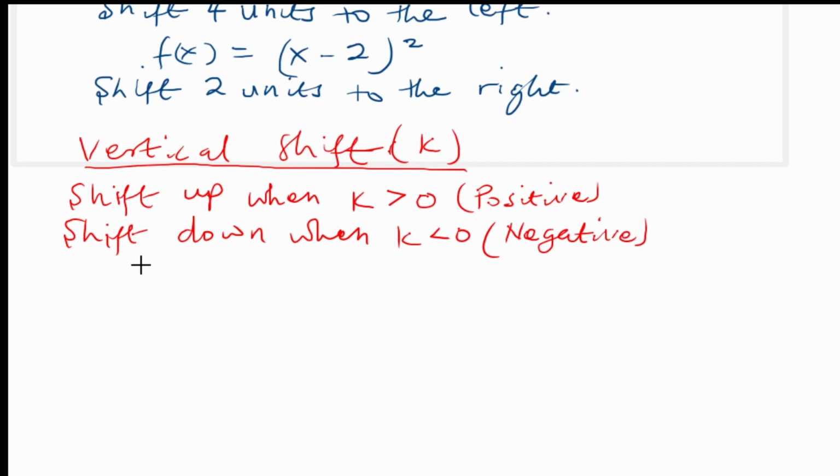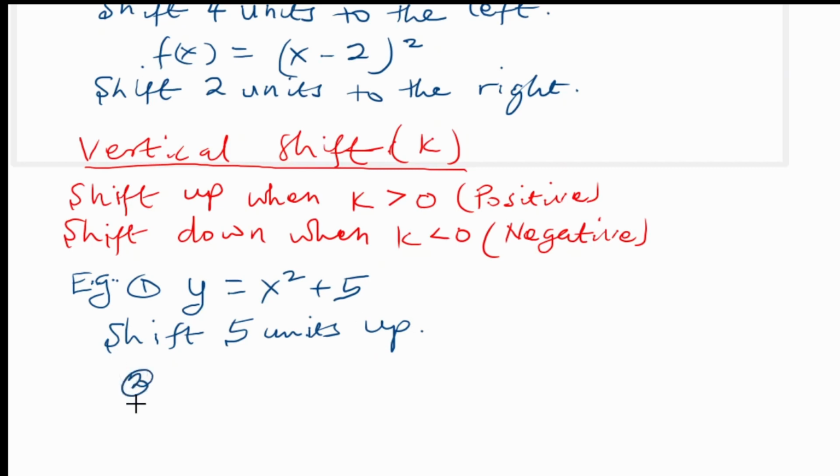Right, so I've just written everything I said. Shift up when k is greater than 0 or positive, and shift down when k is less than 0 or negative. And we take some examples. When we have y equals x squared plus 5, because our k is positive, it means that our parent function has shifted up 5 units.